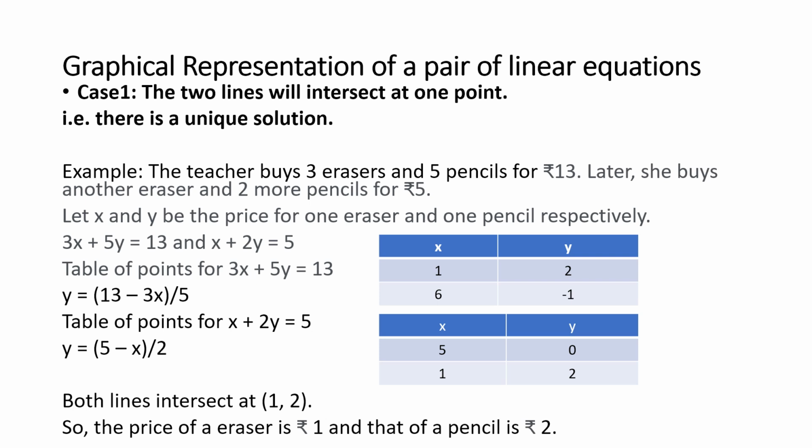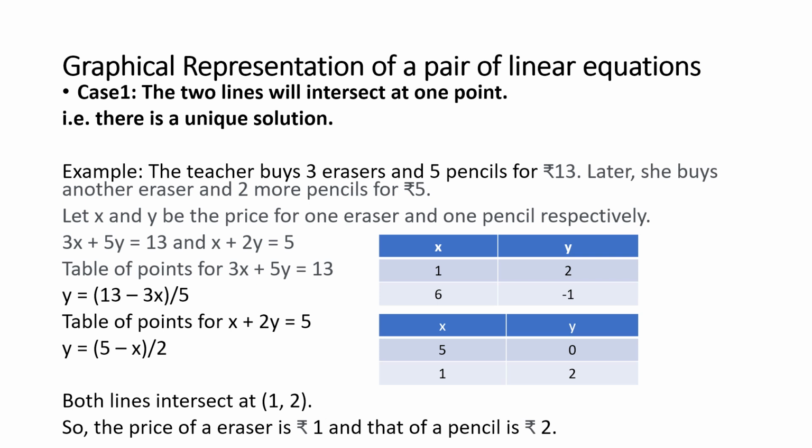First of all, let us express it. Let x and y be the price of 1 eraser and 1 pencil respectively. 3 erasers and 5 pencils means 3x + 5y = 13, and 1 eraser plus 2 more pencils means x + 2y = 5. So we have two linear equations. First, let us get the table of points. We know that 2 points are sufficient to represent a line. You can plot more than 2 points also.